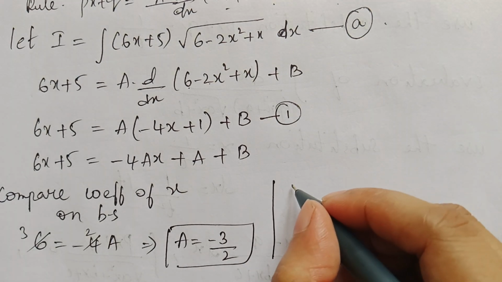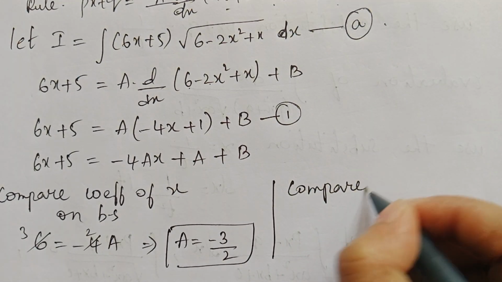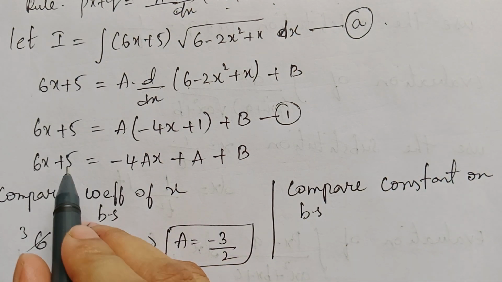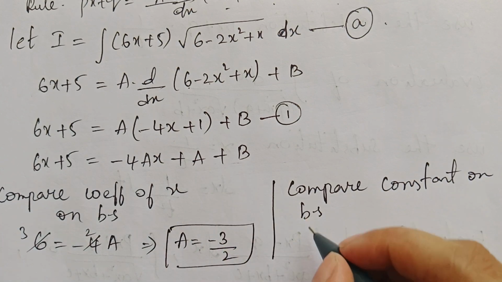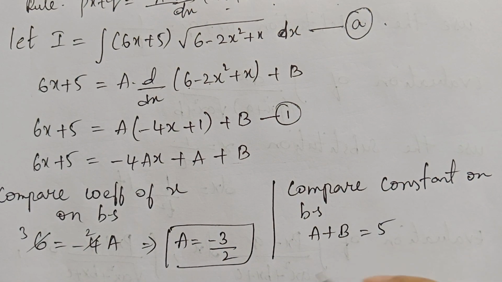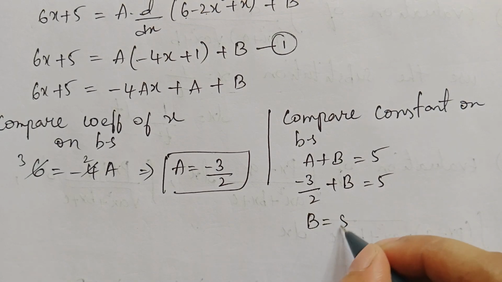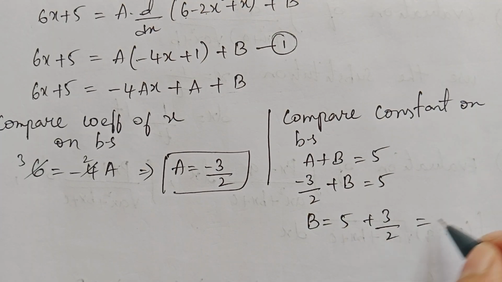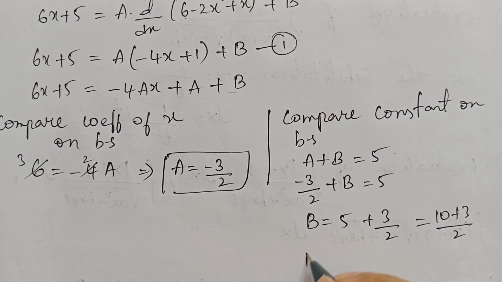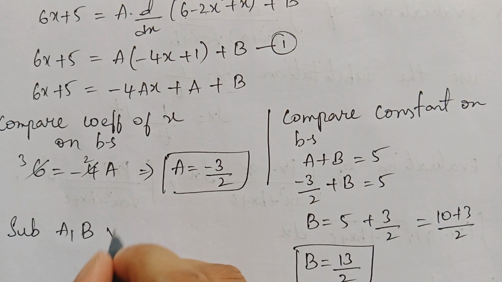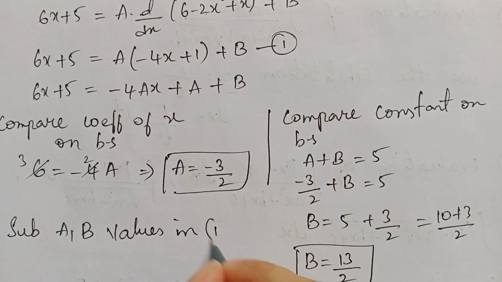We can also compare the constants on both sides. We get here the constant is 5, and here it is A plus B. So we can write A plus B is equal to 5. The value of A is −3 by 2, plus B is equal to 5. So the value of B we get as 5 plus 3 by 2. Taking LCM, 10 plus 3 by 2, which is equal to 13 by 2, is the value of B.